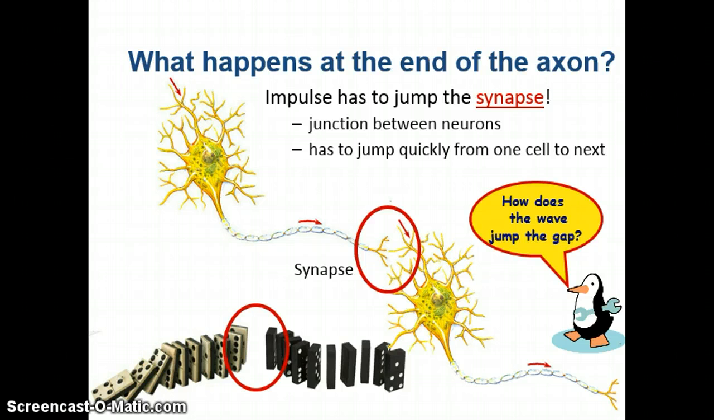So how does it travel on to a different cell? So basically the impulse has to jump the synapse, and the synapse is the connection between the neuron and whichever cell it's passing the nerve impulse onto. So it can either be another nerve cell or it could be an effector cell, which is something that's going to have a response. So that synapse, that junction between neurons, has to be jumped in some way. So we have two ways that that's going to occur.